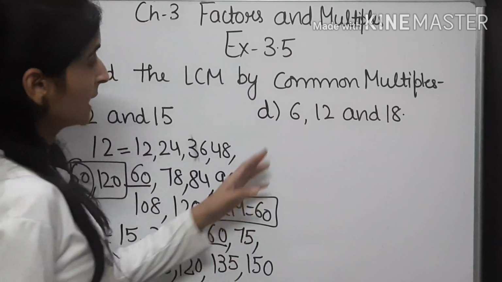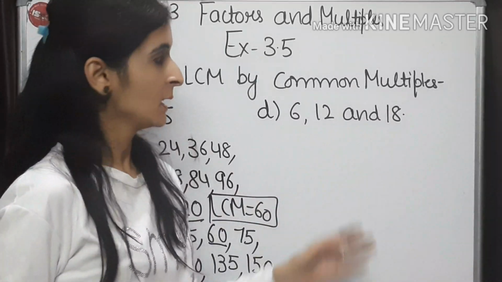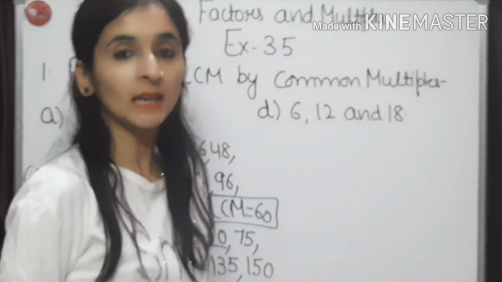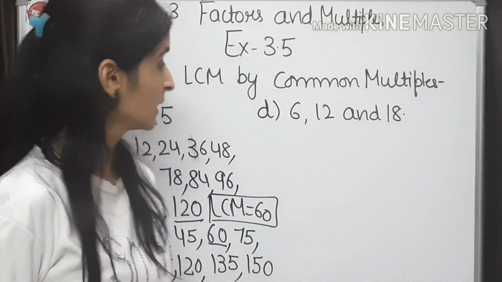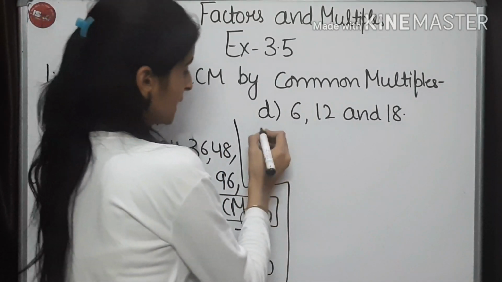Fine. Then we have next part. Now here I have taken D part, because here we have to find out the LCM of three numbers. So again we will follow the same method.